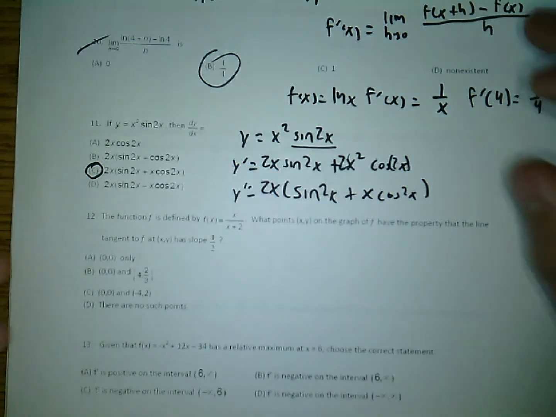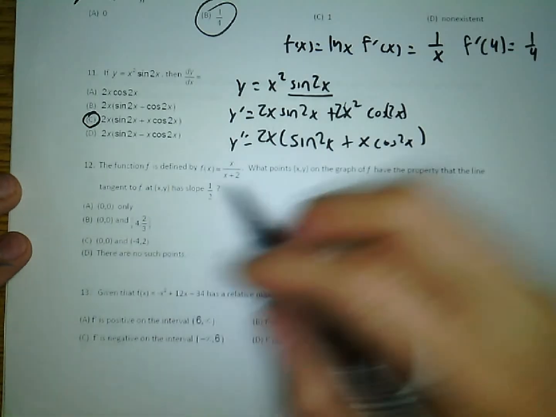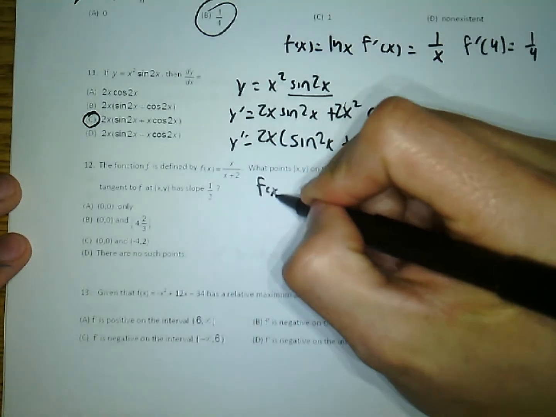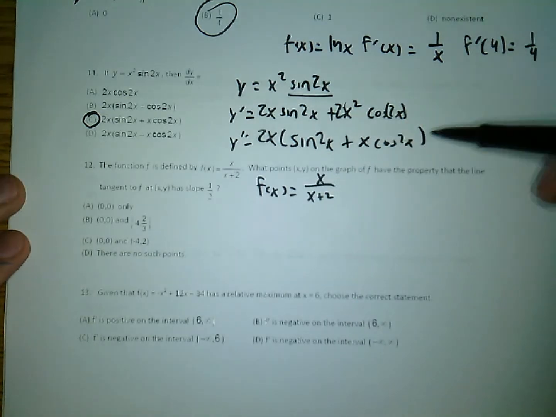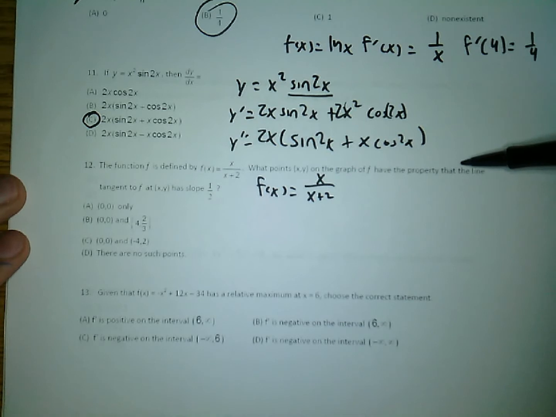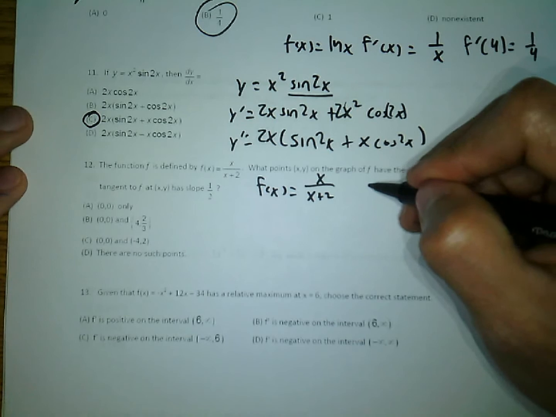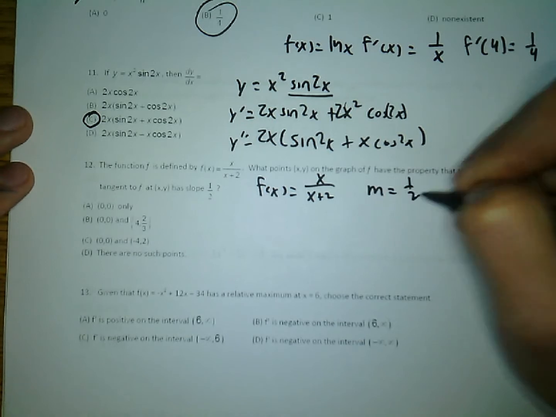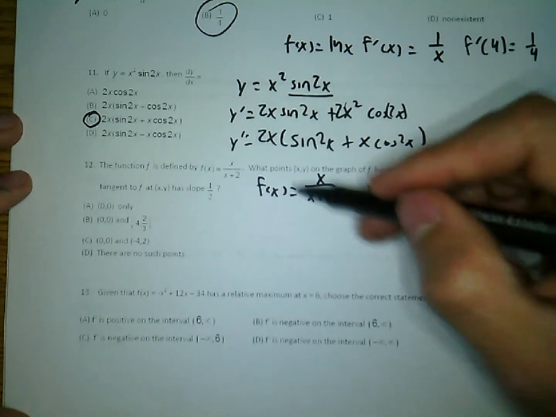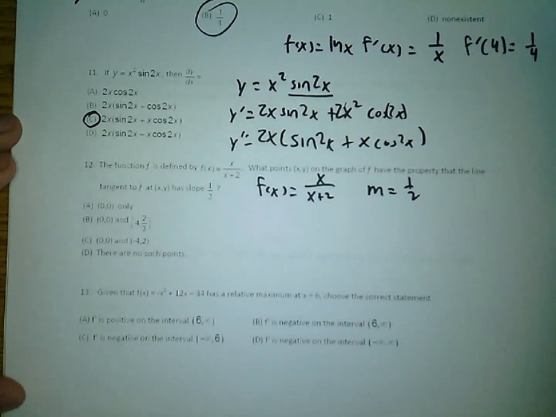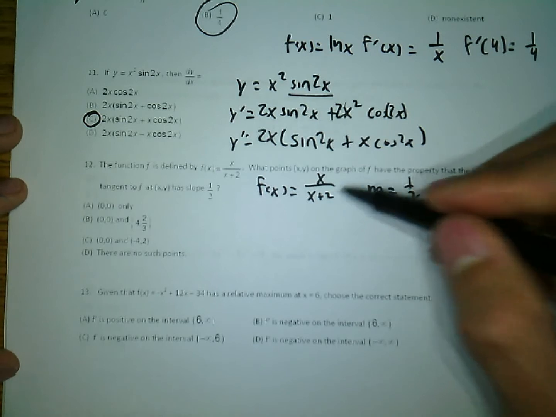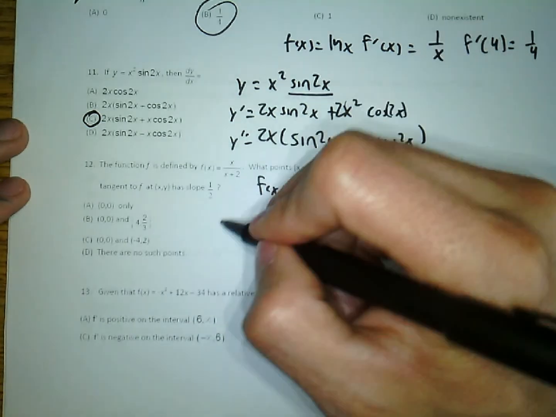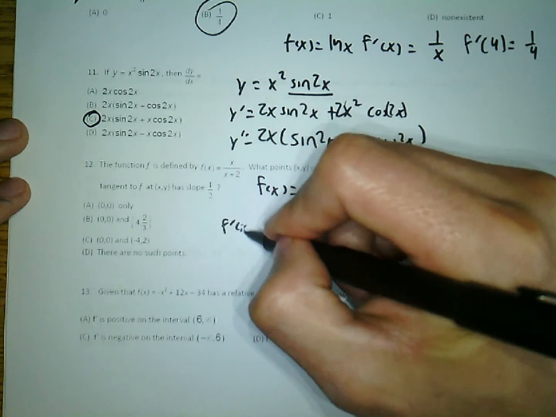All right. Number 12. The function f of x is equal to x over x plus 2. It says, where does this function have a tangent line with a slope of 1/2? So, okay, m is equal to 1/2. So we want to figure out where this has a slope of 1/2. What that means is I need to remember and make the connection. The slope is the derivative, so I'm going to take the derivative of this.